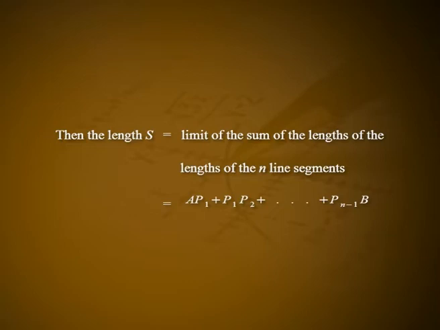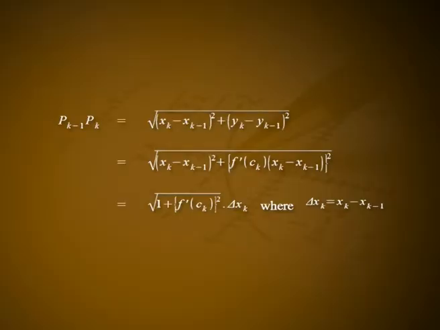plus Pn minus 1 B. By mean value theorem, the length of the kth line segment Pk minus 1 Pk is equal to square root of (xk minus xk minus 1) whole square plus (yk minus yk minus 1) whole square, which is equal to square root of (xk minus xk minus 1) whole square plus (f dash of ck into xk minus xk minus 1) whole square, which is equal to square root of 1 plus f dash of ck square into delta xk, where delta xk is equal to xk minus xk minus 1.